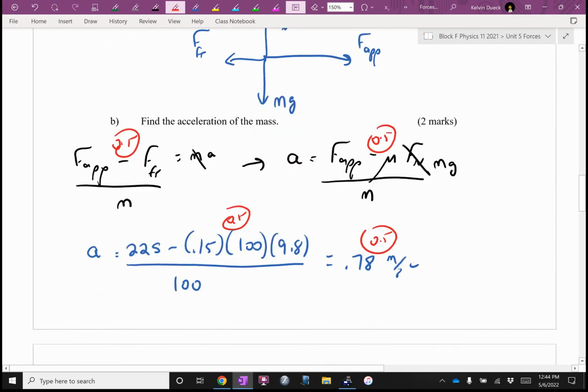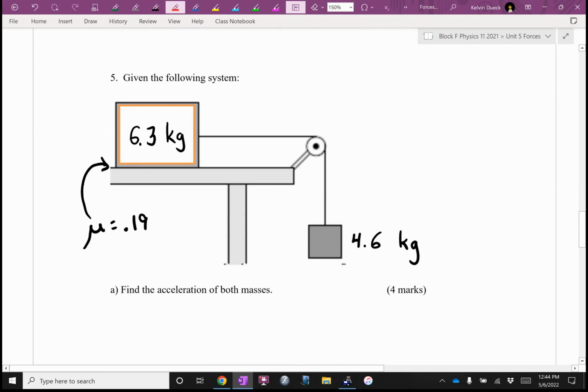Now we're going to kick it up a notch. There is going to be a question like number 5 where I have a hanging mass and friction. This is a job for a free body diagram. m1g.